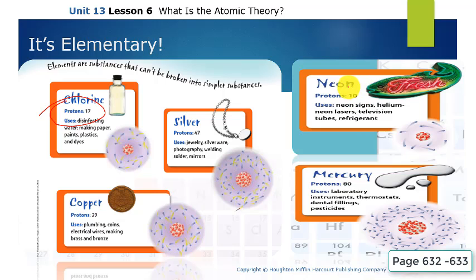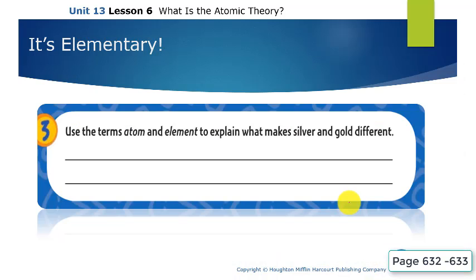Neon is another example, used for neon lights. This is a noble gas element with 10 protons. It is used for neon signs, helium-neon lasers, television tubes, and refrigerants. Mercury has 80 protons in the nucleus, and you see all the electrons around the nucleus. It is used for laboratory instruments like thermostats and thermometers, dental fillings, pesticides, etc.